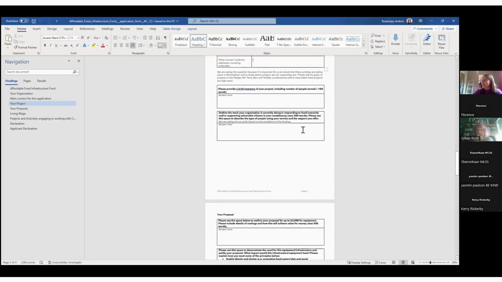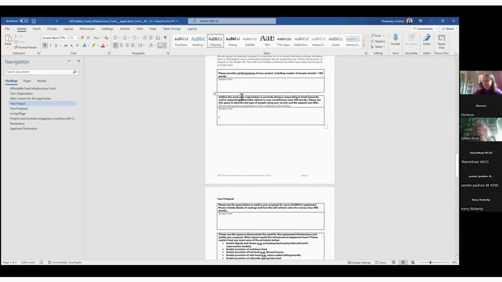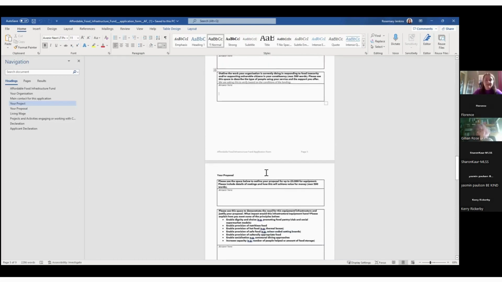So then we ask you to give a brief summary of your project. Just tell us the sorts of things that you're doing, and then tell us specifically what work your organisation is doing, either in responding to food insecurity or supporting vulnerable citizens if you're not a food project. And please also say who is using your service. Please don't give any personal information, but if you are able to give a sense of the sorts of people who are using the food project or the service, that's really helpful, and the support that you offer as well. So say, for example, are you a food bank, are you a community cafe, that sort of thing.